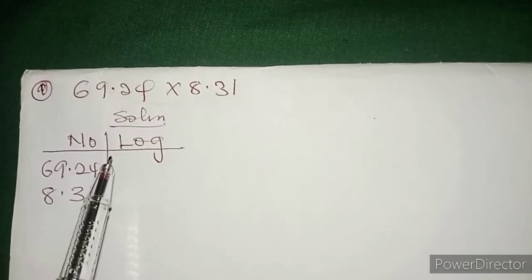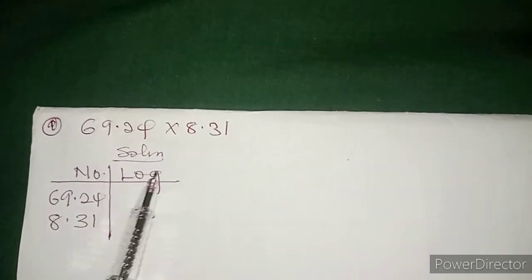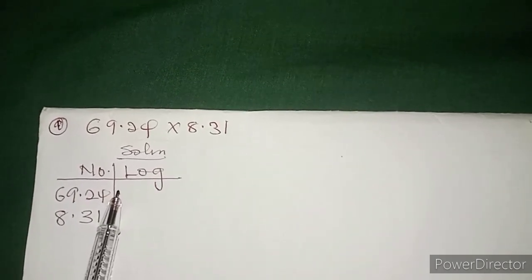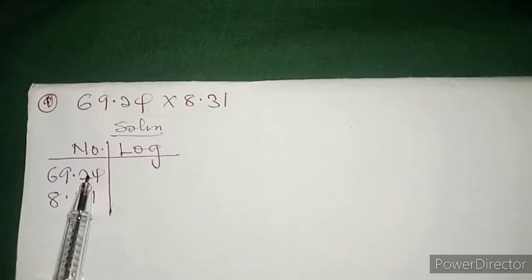Okay, let's get started now. So we want to work on this. What you first of all do, look at the question solution. You say number and log. This is the number, and then we want to look for the log of this. So quickly, the first thing to look for is the characteristics. How do we get our characteristics?